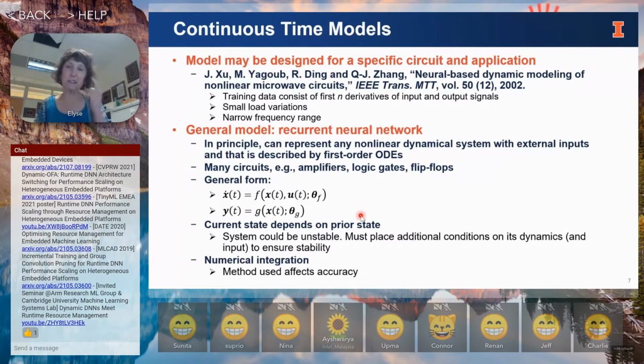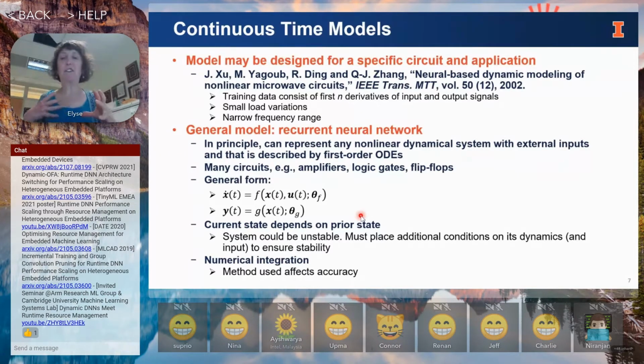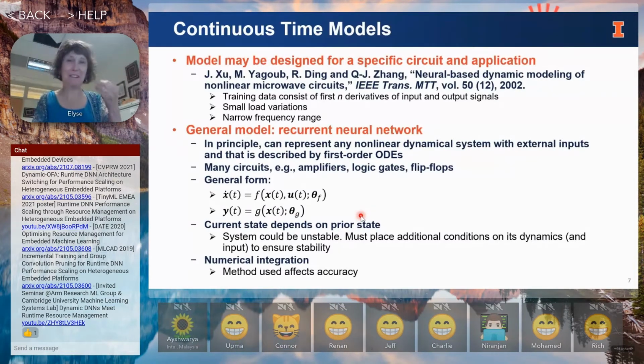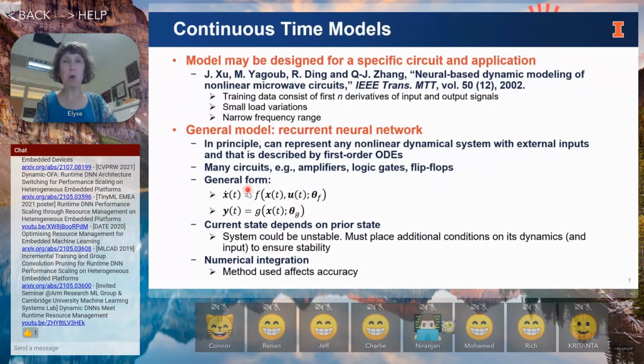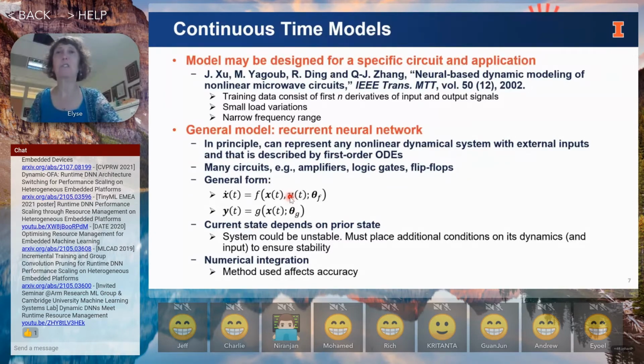So when you're using a continuous time RNN model, there are a few things you need to be aware of. The first is that the stability properties of your model should reflect the physical hardware that the model represents. Today, I'm only going to address the modeling of stable circuits. I'm not addressing oscillator circuits at all. And that means we need to impose some conditions on the dynamics of this model to ensure that it is stable. The other consideration is that we're going to be evaluating our model using numerical integration, and the method we use will affect the accuracy of those calculations.